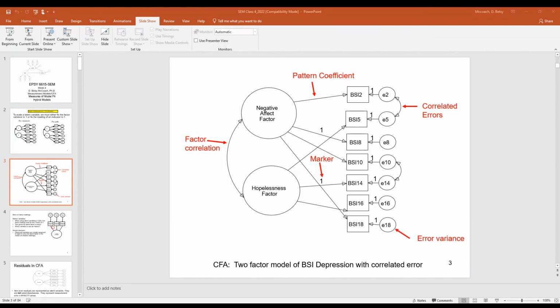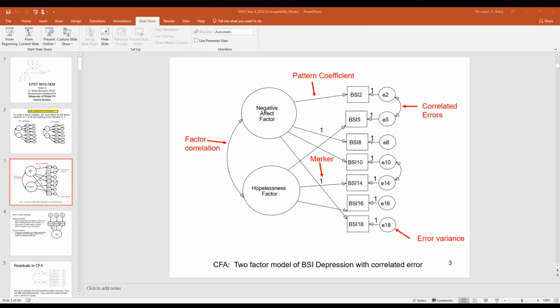Again, if I have two variables that load on the same factor, and I build in a correlated error between these two indicators, it means that the correlation between these two indicators is not well explained by their joint correlations with, or prediction by, the factor.